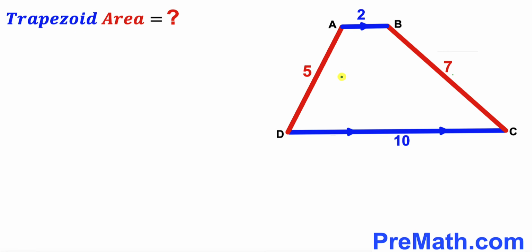Welcome to PreMath. In this video we have this trapezoid ABCD, as you can see in the given diagram, such that its base AB is 2 units, the base CD is 10 units, and its two other side lengths are 5 and 7 respectively. Moreover, base AB is parallel to base CD. Our task is to calculate the area of this trapezoid ABCD.